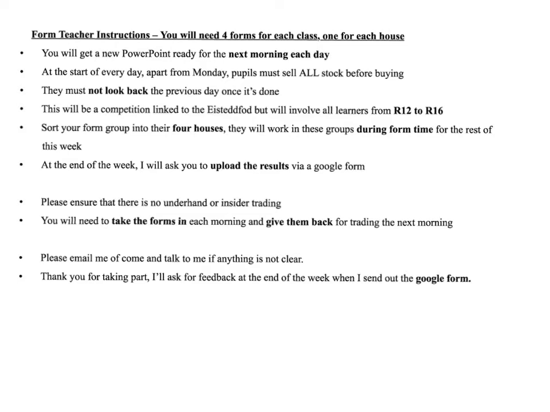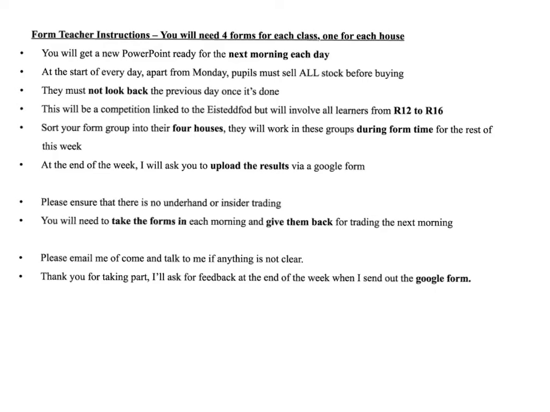This will be a competition linked to the Eisteddfod and will involve all learners from R12 through to R16 in form time. So the first thing I'd like you to do, if you could, is sort your form group into their 4 houses, because this is a house competition, and they'll work in these groups during form time for the whole of this week. At the end of the week, I'll ask you to upload the results via a Google form, and you'll only need to upload 4 lots of results for each of the houses in your form. Please ensure that there's no underhand or inside trading amongst the students.